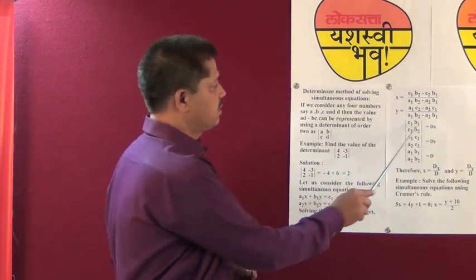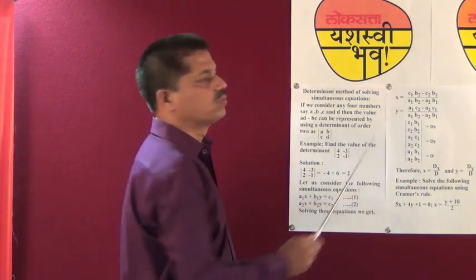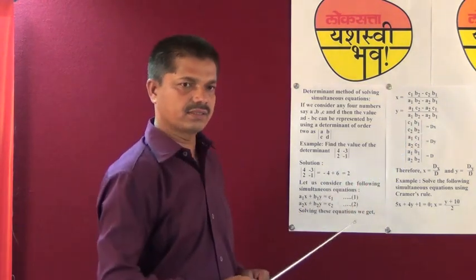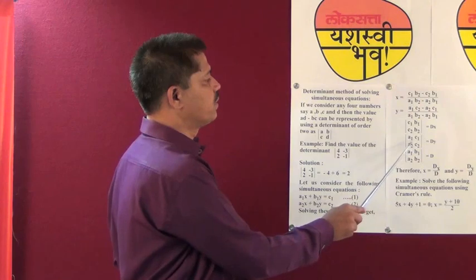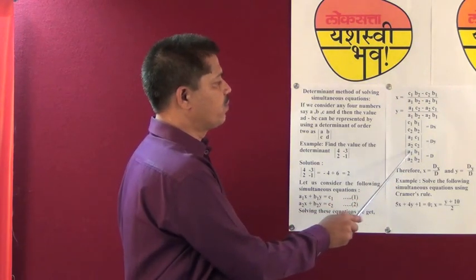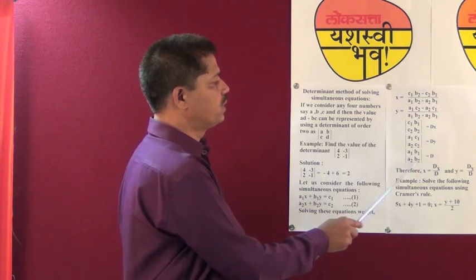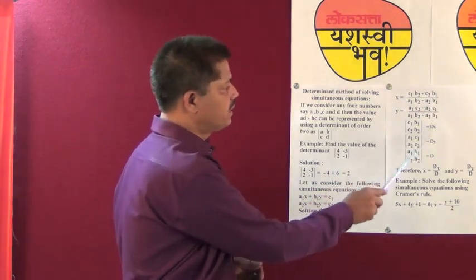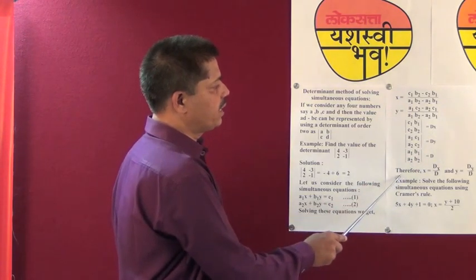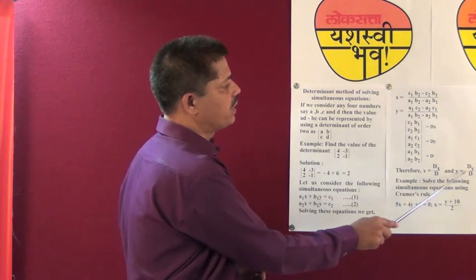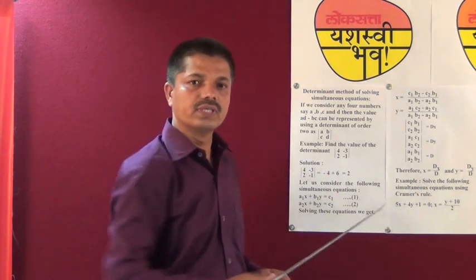Now the determinant c1, b1, c2, b2 is represented as dx, the determinant a1, c1, a2, c2 as dy, and a1, b1, a2, b2 as determinant d. If you look at these values and these determinants, therefore we get x is equal to dx upon d and y is equal to dy upon d.